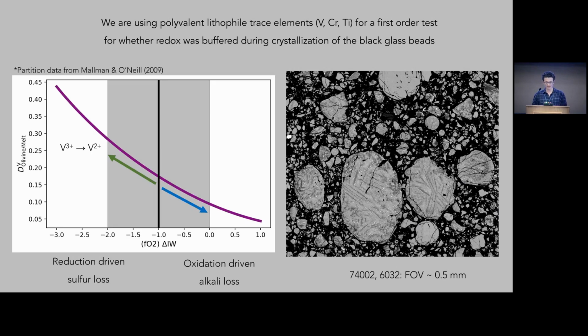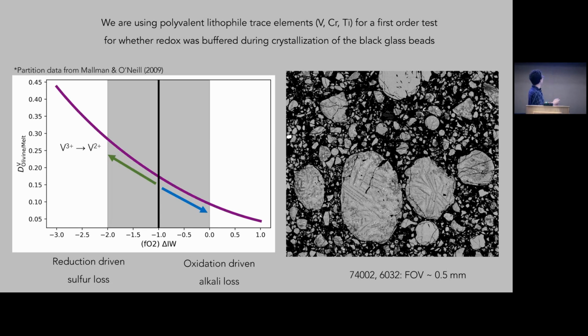All right, so what we're doing here is using polyvalent liquid trace elements as a first-order test of whether or not this matters at all, or if this process occurs. In this case, we're looking at vanadium, chrome, and titanium. We're going to begin with vanadium because its partitioning behavior is very sensitive to redox state.